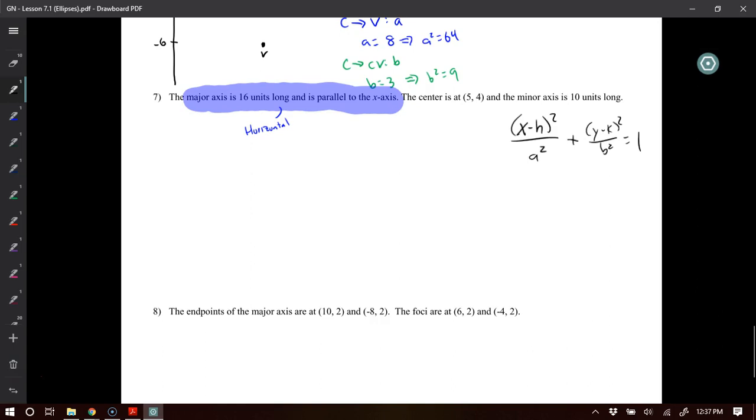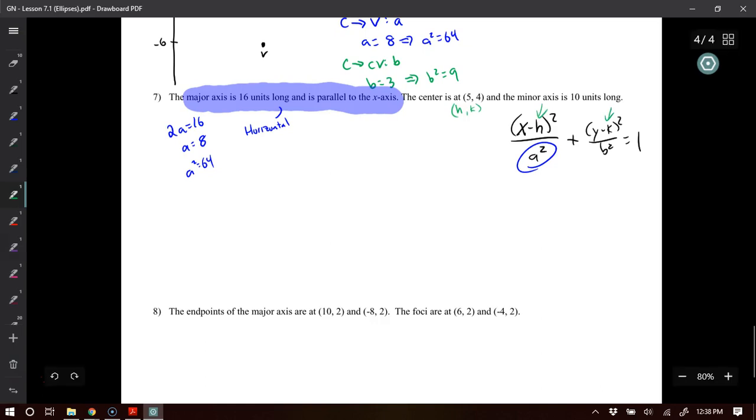Now, how is this helpful? Well, let's figure it out. If I know my major axis is 16 units, your major axis, twice a, is 16. I know a is 8. Well, I know this right away then, don't I? I know a squared is 64. What else do I know right away? I also know my h and my k. I'm told right there my center is 5, 4, so there's my h and there's my k. So the question is, how do I find my b squared? Because I've got everything else so far.